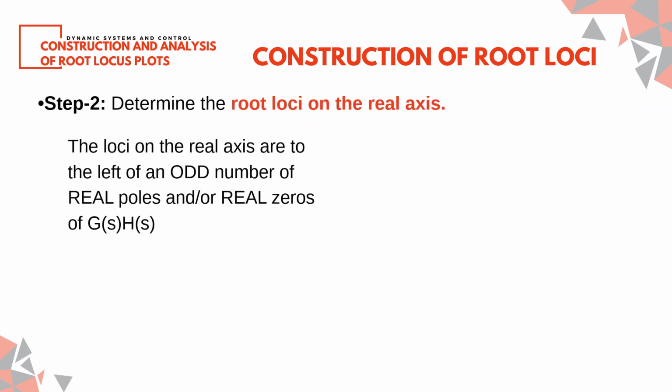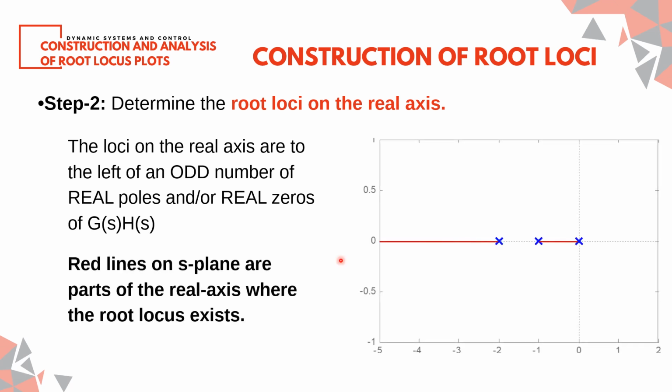The next step is to determine the root loci on the real axis. The loci on the real axis are to the left of an odd number of the real poles and real zeros of G(s) H(s). As we go back to our plot, we already have the red lines. The red lines on the S-plane are the parts of the real axis where the root locus exists.